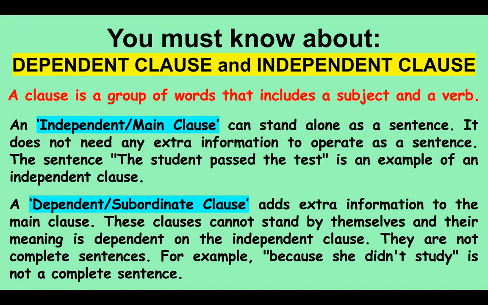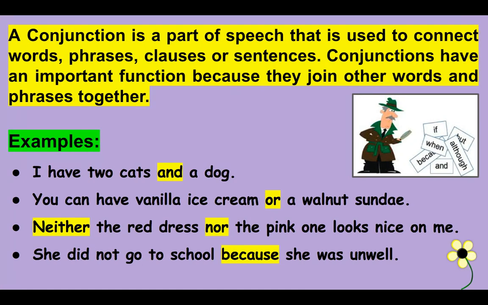So, a clause is a group of words. An independent or main clause can stand alone as a sentence, and a dependent or a subordinate clause adds extra information to the main clause. Now let us understand what a conjunction is. A conjunction is a part of speech that is used to connect words, phrases, clauses, or sentences.